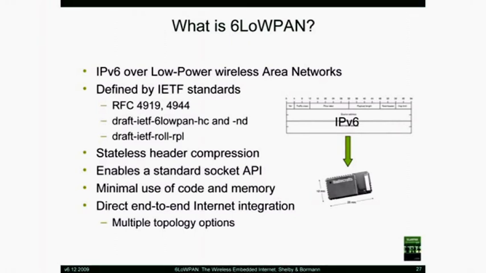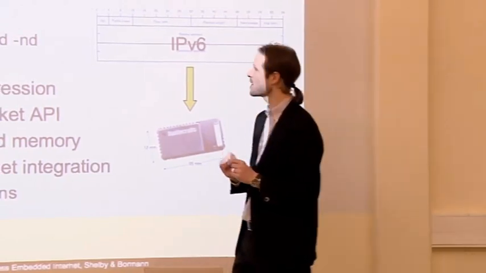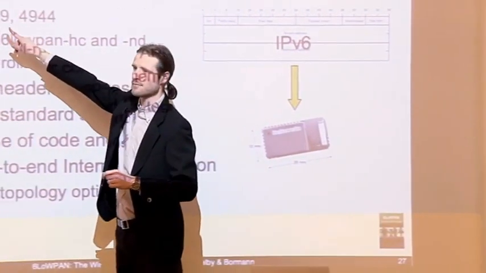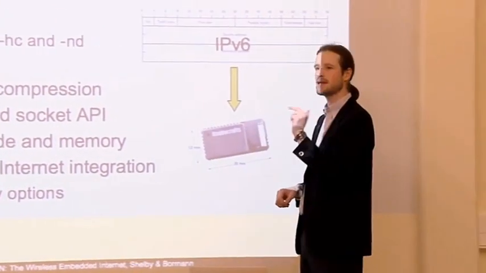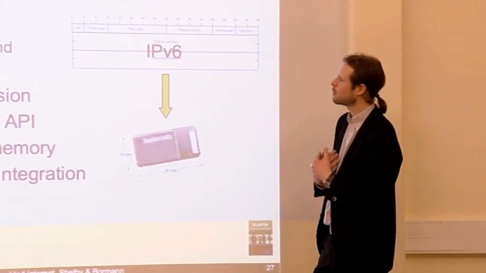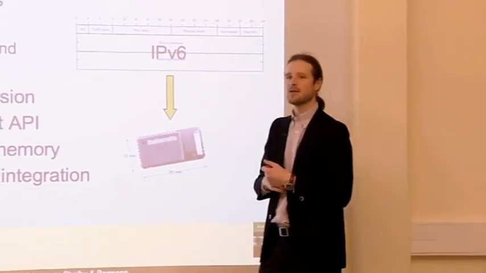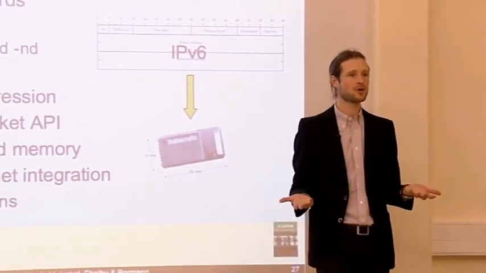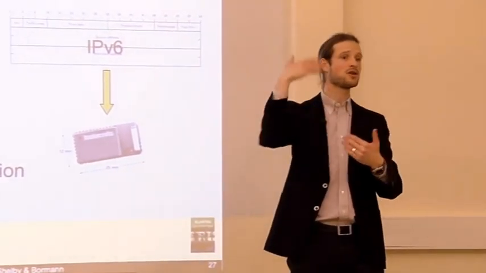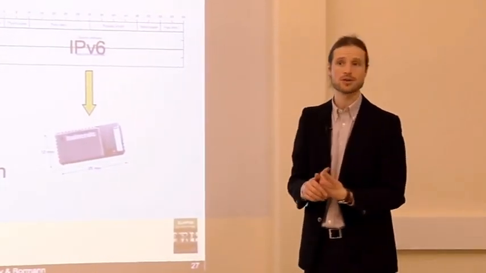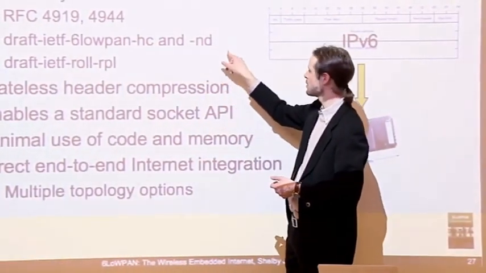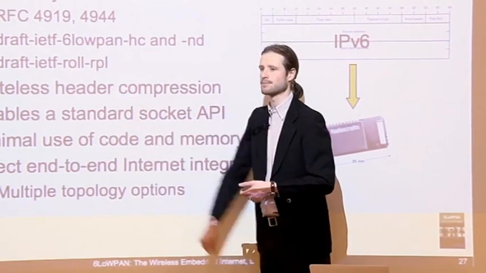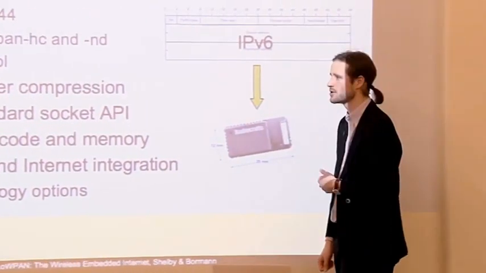I didn't know that. So this is defined by IETF standards. So we have a standard. IETF standards are known by these funny numbers, but you can actually go look these up for free on www.ietf.org. So 4919 and 4944. These days we're in 2009. The first standards were done in 2007, so we're already on generation 2. So we've already made some improvements. And these are known as these. So we have an improvement in header compression, neighbor discovery, and routing. So 3 new standards that are coming out.